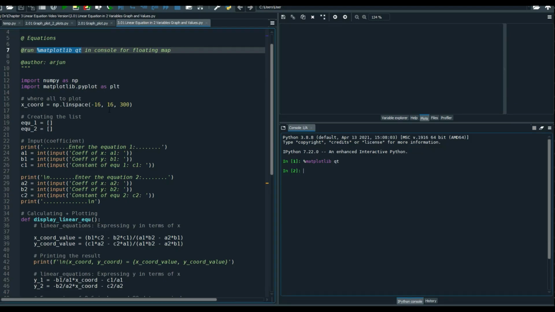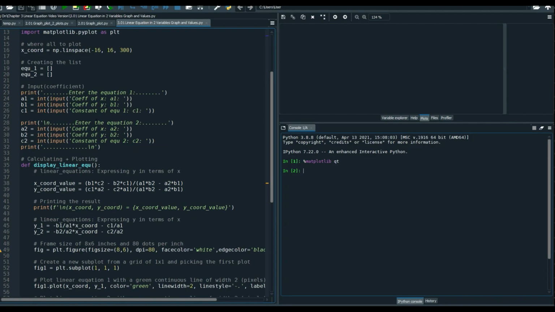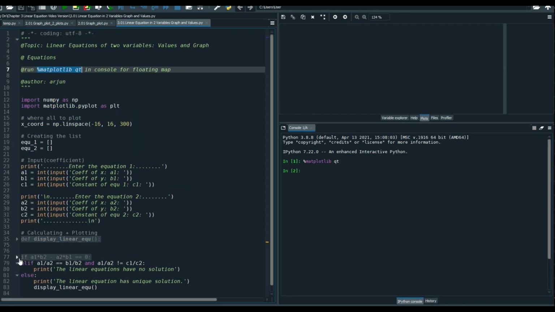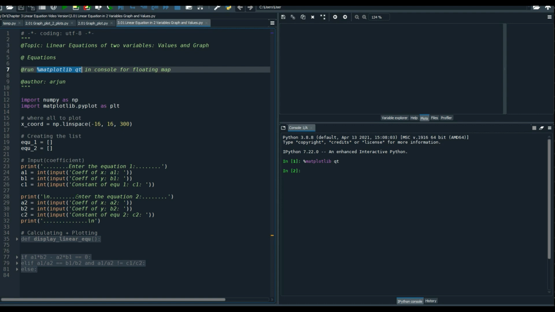So for that, I need to open my code, and we have the code over here. Okay, so we'll look into the details a bit later, but we'll just make use of it and generate our graph.